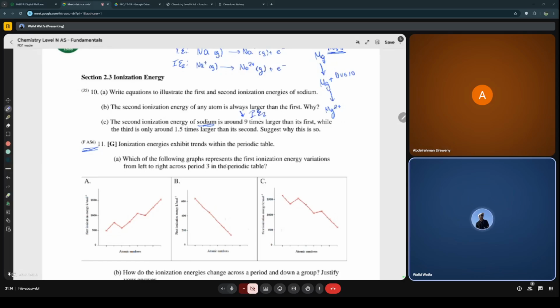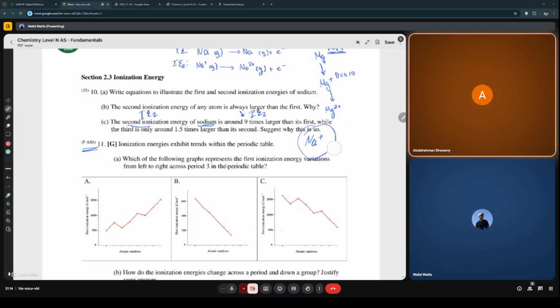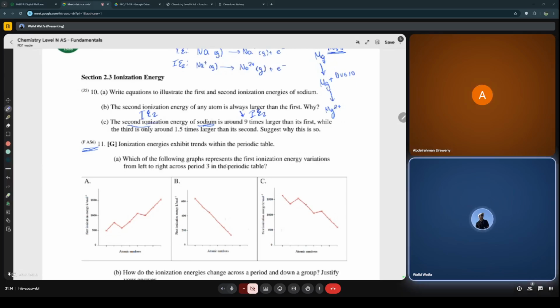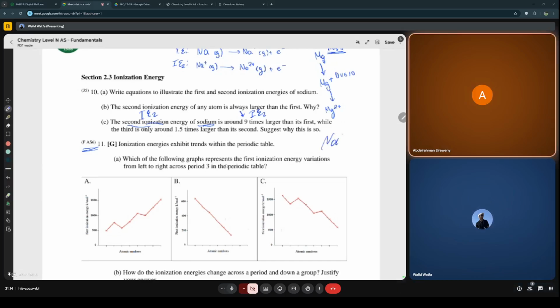This is IE2, the second ionization energy. It makes sense that IE2 is 9 times larger than the first one, because it's a group 1 element. It's only going to prefer to lose 1 electron. But this one is going to lose 2, so it needs more energy. When you say IE2, the second ionization energy, how many are you losing? 2 electrons. Sodium only prefers 1.